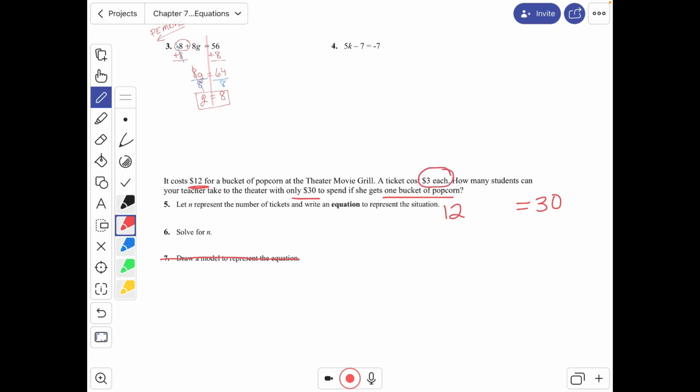And then we're adding the $3 for each ticket. Do we know how many tickets? No. So plus 3 times the variable, which they said was n. And the last, number 6, you have to solve for n. And you would undo the 12 first and then divide by 3. Please practice those steps and make sure that you're writing it straight down.